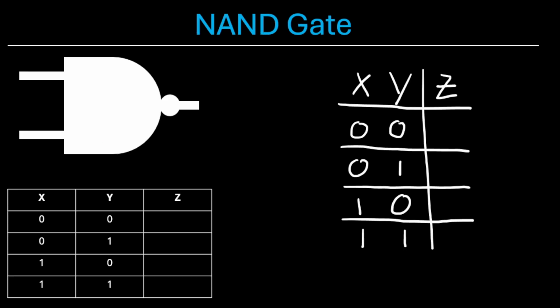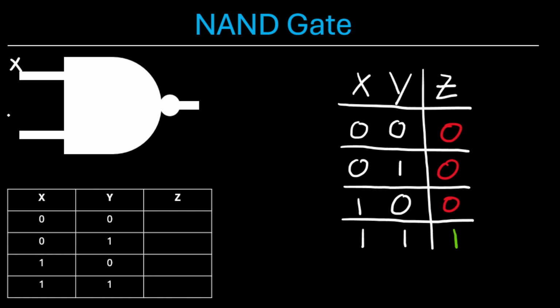Now, a NAND gate. But first, in case you're not familiar with an AND gate, it outputs a 1 if all of your inputs are logic 1. Otherwise, it outputs a 0. So this is your truth table for an AND gate. And again, a NAND gate just flips these outputs.